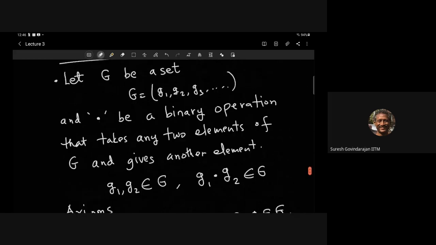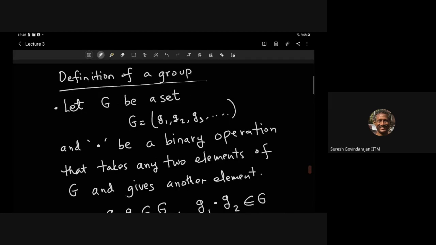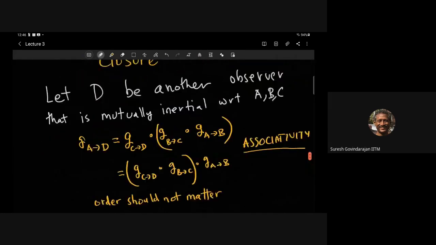So now Galilean transformations form a group. So what is the set? G is the set of Galilean transformations. Okay, and what is dot? The obvious composition that we were discussing.